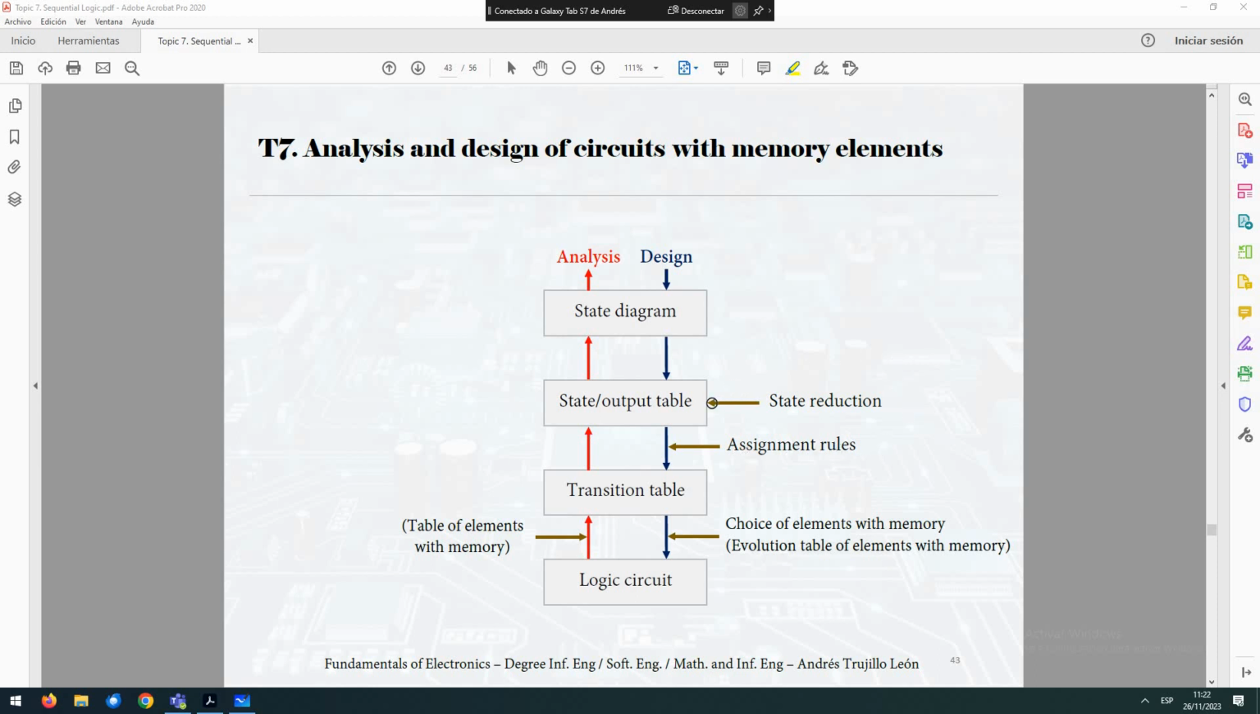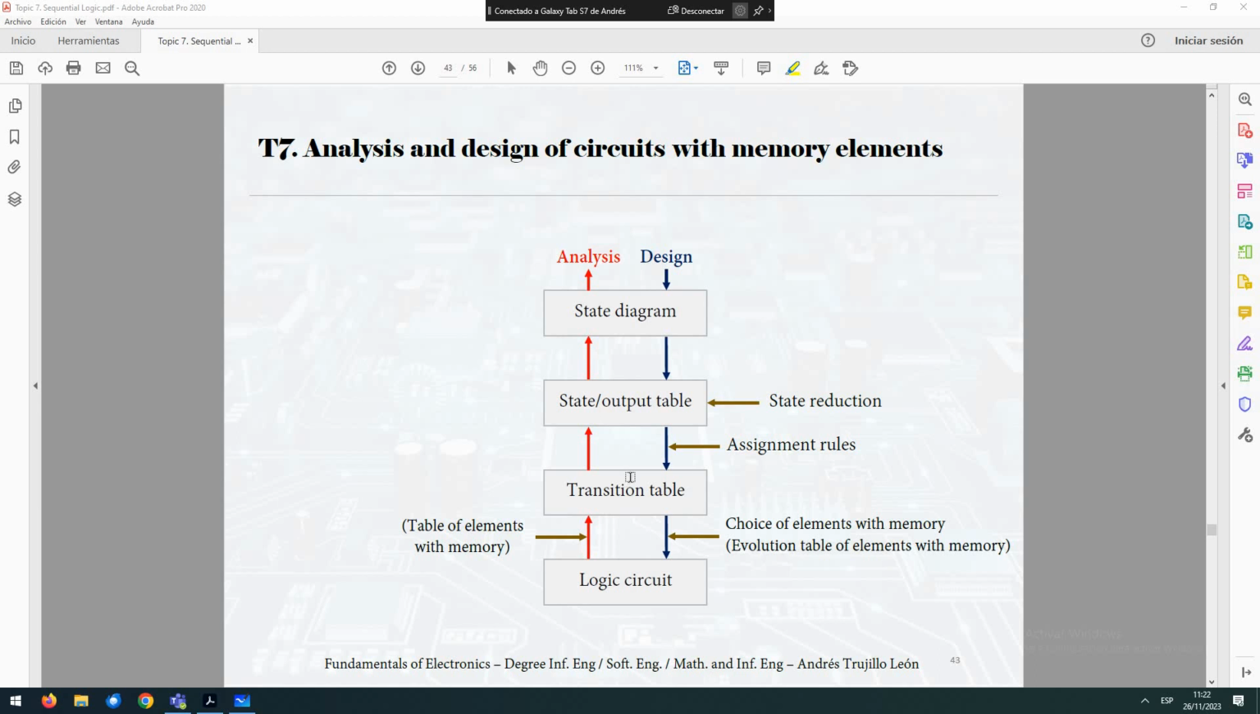I told you that the step from the state output table to the transition table is just to write in the table the next state, but using zeros and ones. Here we are going to codify the state. We are not going to use A, B, C, D, or Q0, Q1, etc. anymore, but we are going to use zeros and ones. So far, we have used assignments with no specific rules.